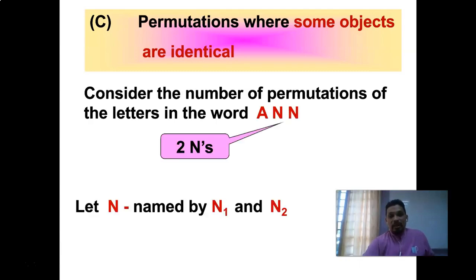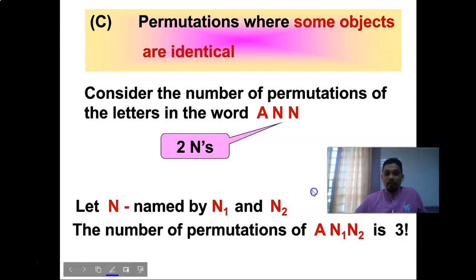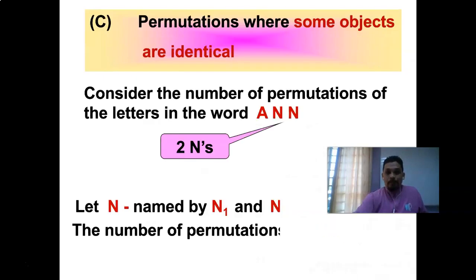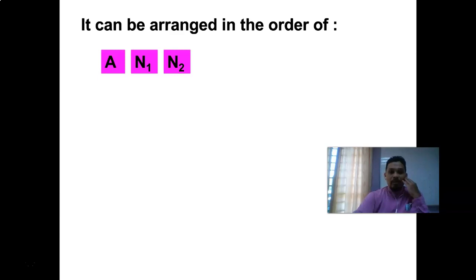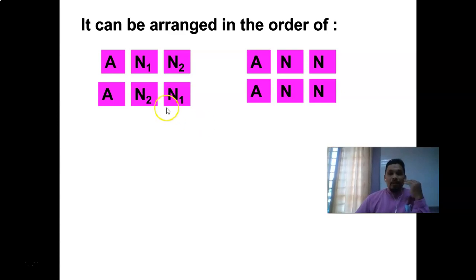Now, some objects are identical. So consider the number of permutations of the letters in the word ANN. The 2 N's we consider as N1 and N2, and the number of permutations of this is 3 factorial. It can be arranged in order like this one here. So we switch the positions of N1 and N2: from A, N1, N2, we get A, N2, N1. But here we consider this as one because N is the letter N, nothing different. It's different from the situation if we talk about 2 persons. Two humans are different even though both are women, for example: woman number 1 and woman number 2. Even though both are women, they are different. But for the letter N, we consider that as one.